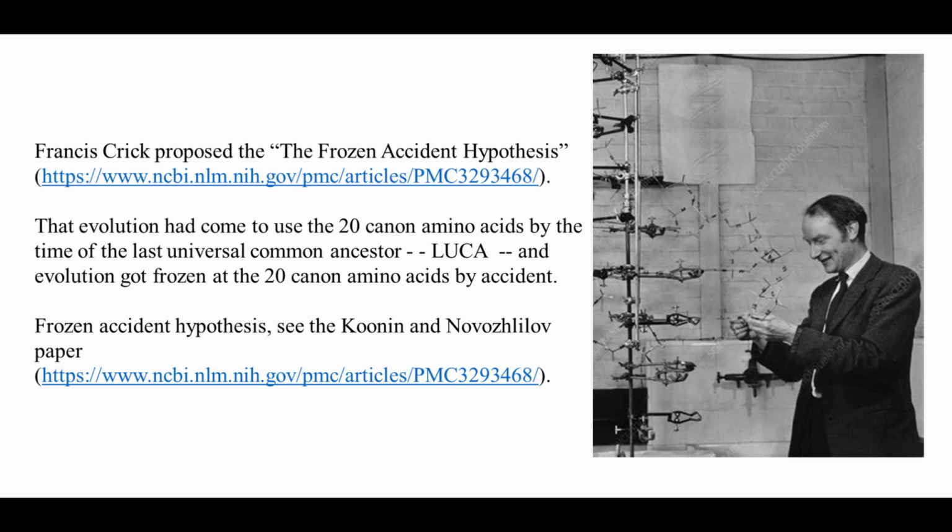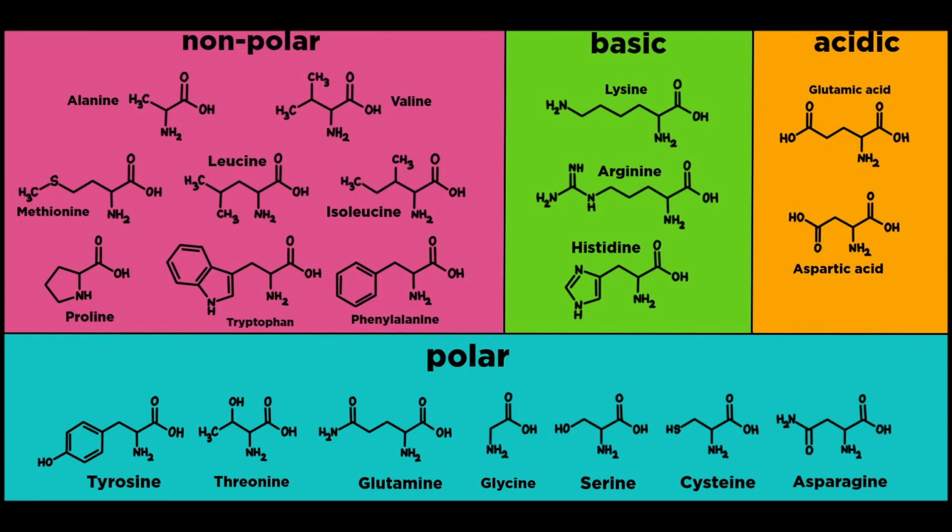Francis Crick proposed the frozen accident hypothesis at the NIH link shown. Crick proposes evolution had come to use the 20 canon amino acids by the time of the last universal common ancestor, LUCA. And evolution got frozen at the 20 canon amino acids by accident. For more details on the frozen accident hypothesis, see the Kunin and Novozhilov paper at the NIH website shown. There is more to discover about life and amino acids. There will be more discoveries. There are some things that may never be known. There are limits to what can be known.